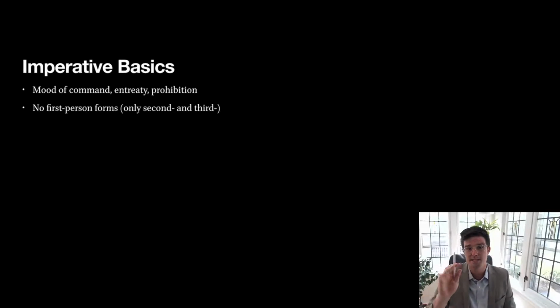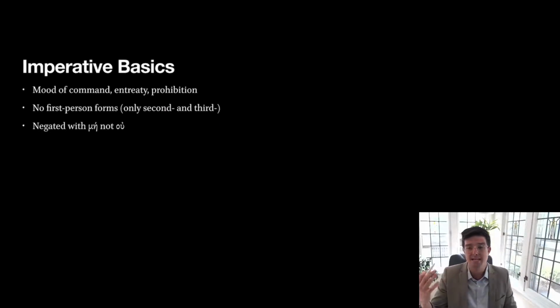This being the case because it's commanding an action of someone else, there is no first person form of the imperative. I don't really command myself unless I speak to myself in the third person. Dr. Elder, finish up this lecture, as if I was saying that to myself. I wouldn't say I finish up this lecture in the form of command. So because we have the imperative as the mood of command, entreaty, or prohibition, there just simply aren't first person forms because they wouldn't really make sense. We're only going to have second and third person forms of the imperative.